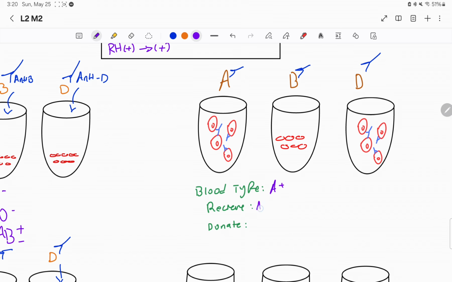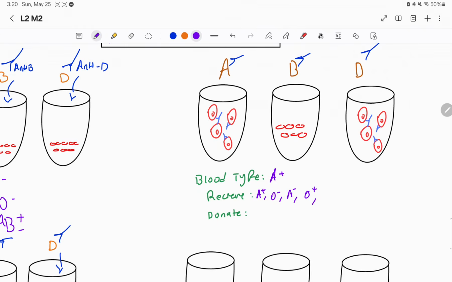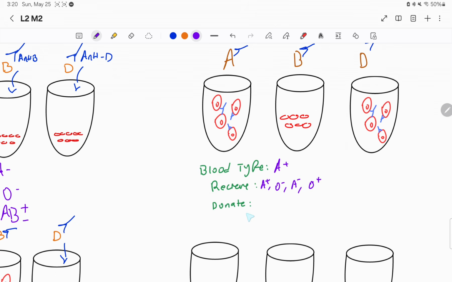He can receive blood from A positive, of course. He can receive blood from O negative, okay? He can receive blood from A minus, because remember, minus can give to everybody. And O positive. Why? Because O can give to everybody, and positive can give to positive. Easy.